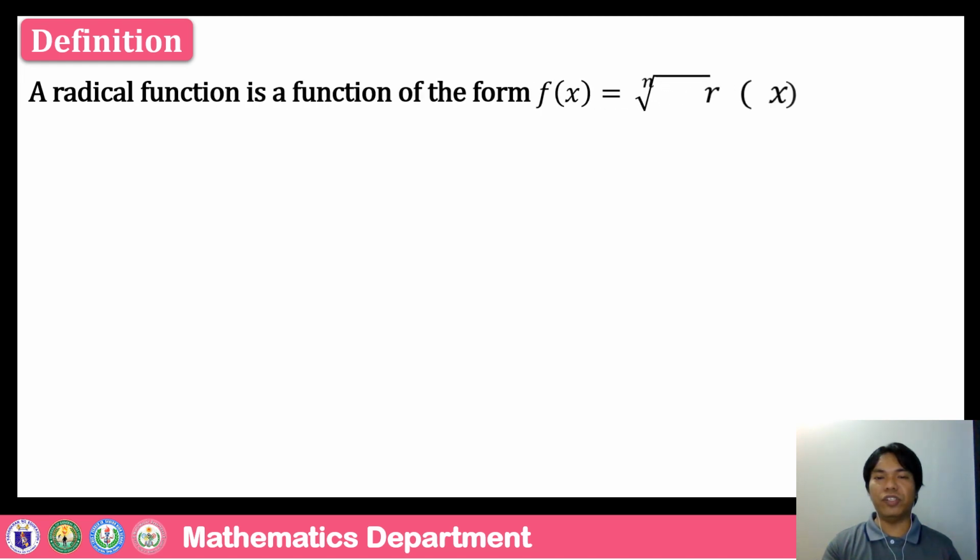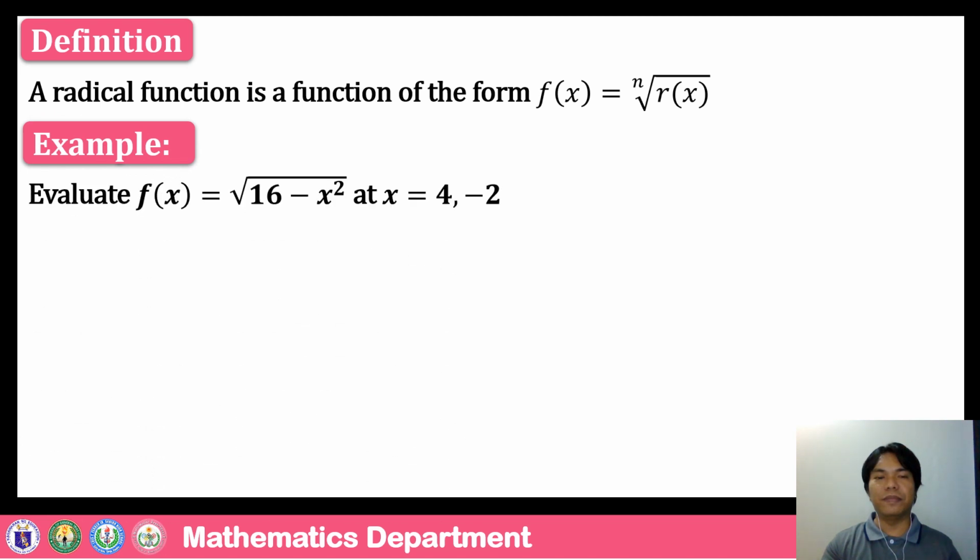Ngayon naman ay pag-uusapan natin kung paano natin mai-evaluate ang mga functions na nag-i-involve ng radicals. By definition, a radical function is a function of the form f of x is equal to nth root of r of x, o yung r of x natin ay isa ding function. Example, evaluate f of x is equal to square root of 16 minus x squared at x equals positive 4 and at x equals negative 2. So, the same process ang ating gagawin.